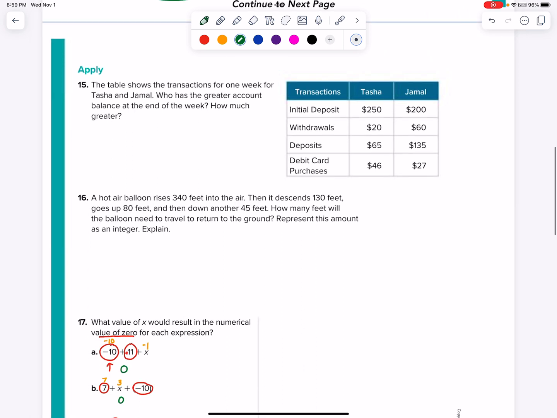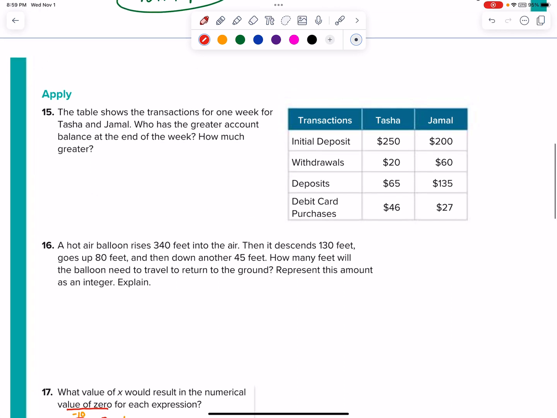We have 2 applies. I'll do the first one, and then you can explore the last one. And we know applies are always thinking and combining our thinking and pushing ourselves to the next level. Okay, so really work hard to try to process these. It's good practice for you. The table shows the transactions for 1 week for Tasha and Jamal. Who has the greater account balance at the end of the week, and how much greater?